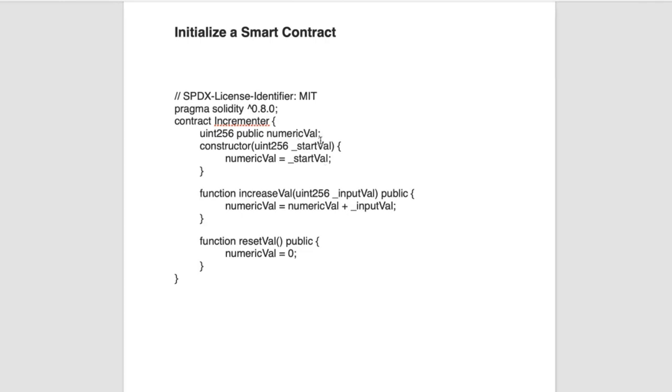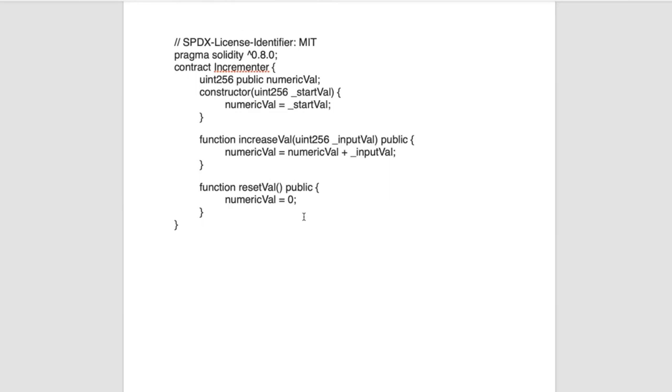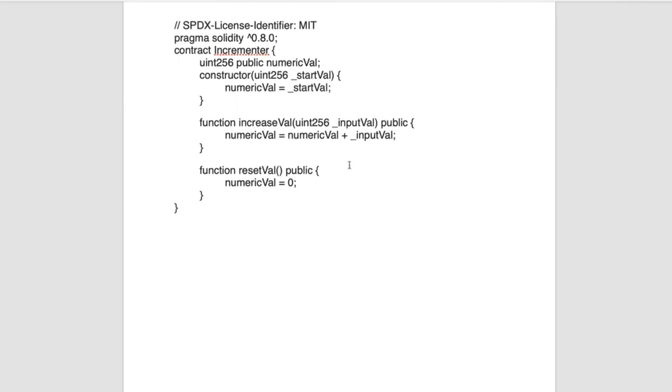variable called numeric val. We initialize that value in the constructor. So when we deploy this contract, the value we give to the constructor will be set for the value of the state variable. It basically will have two simple functions, increase value and reset value. As you can see, reset value resets it to 0, and increase value increases the value by the amount you give to the function. So this is our simple contract.